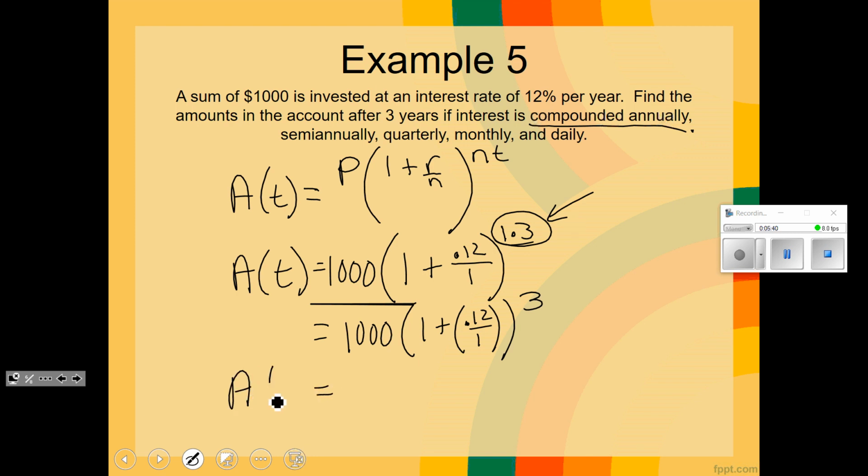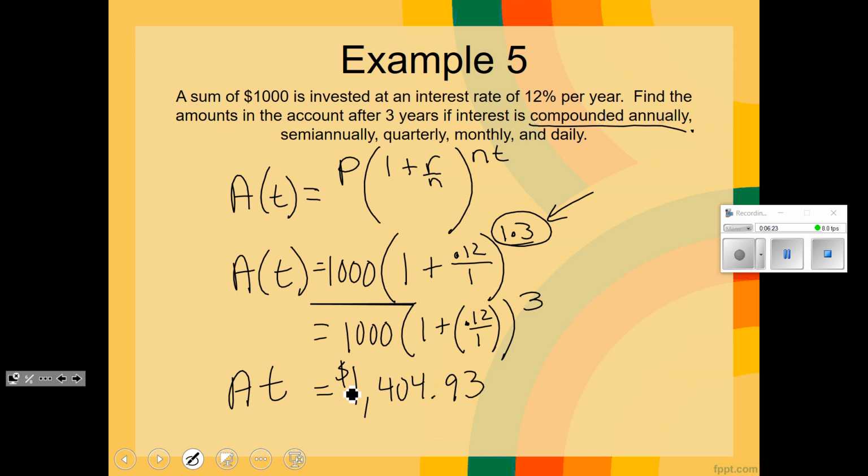How much money? 1,404, and let's do cents. $1,404.93. Let's do dollars and cents today. Everything rounded to the nearest hundredth, so it's dollars and cents. Let me ask you this: how much of that is my principal, what I originally invested? 1,000. So after 3 years, how much interest did I actually make? $404.93. Okay, that's if I compound it yearly.